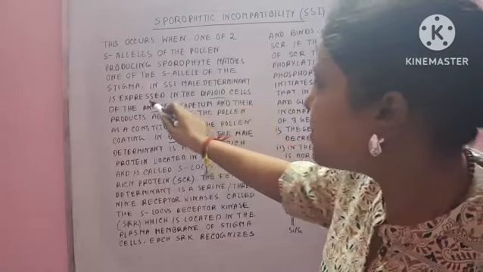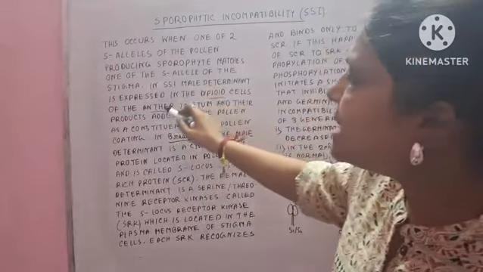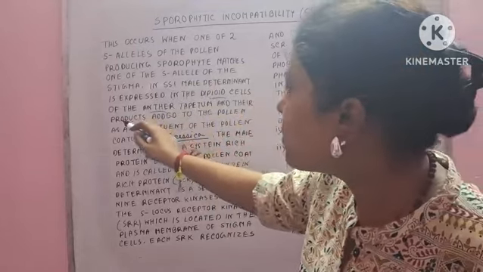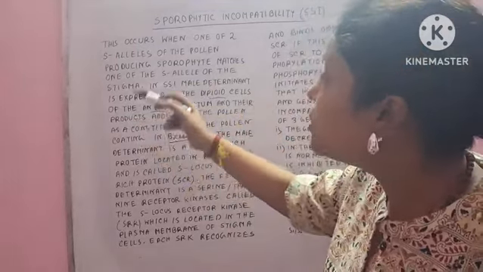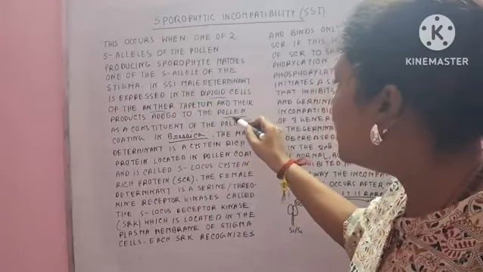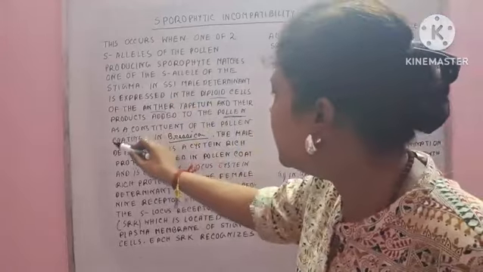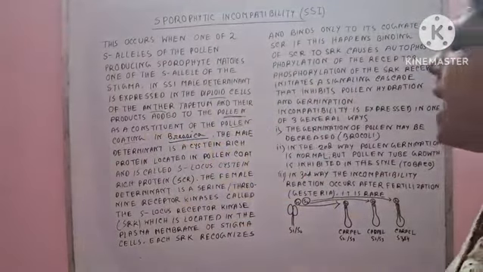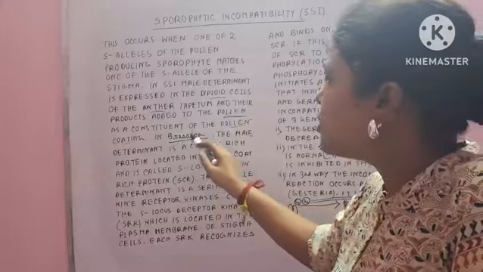The diploid cells present on the anther produce one product that is added to the pollen as a coating, the pollen coat. Clear? And this is the example in the case of Brassica.